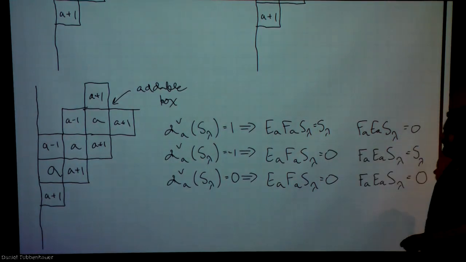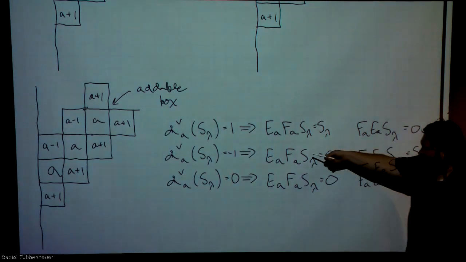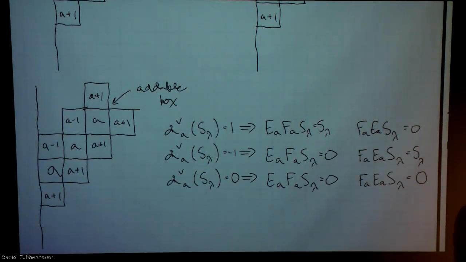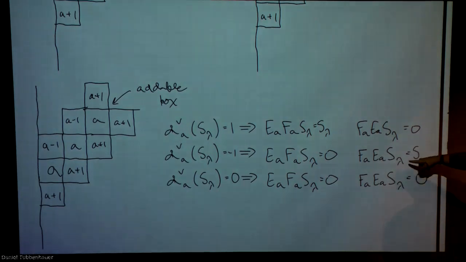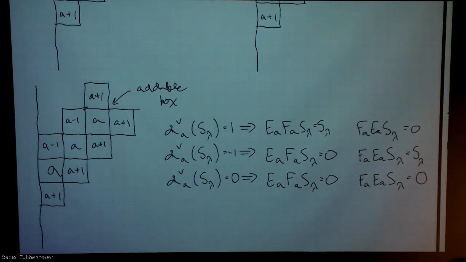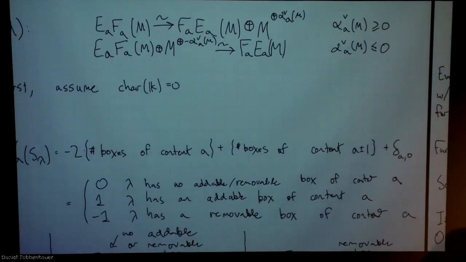So if I have a removable box, the opposite happens. FA acts by 0, because that tries to add a box, and it can't because there's a removable box. On the other hand, EA removes the box, and then FA adds it back. So that's a spec module to the spec module. So we're just checking explicitly for each spec module that this equation works. But it actually always just says EA FA or FA EA might be the spec module. And if that's the case, you have to add in a copy of the spec module on the other side by hand.